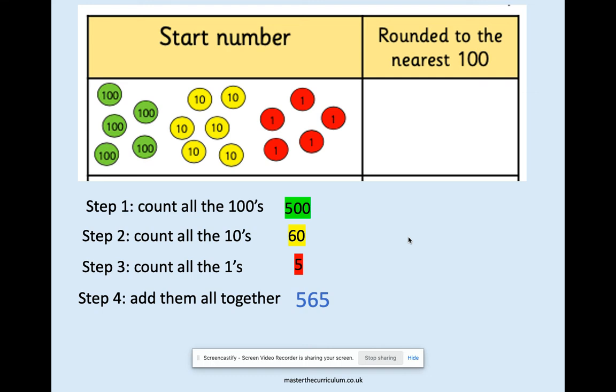Now we need to round to the nearest 100. If you remember your rules, for rounding to 100, we have to look at the tens value, which will be the 6. 5, 6, 7, 8, 9, we round up, which means our hundreds will change. So therefore, we round that to the nearest 100, it will be 600.